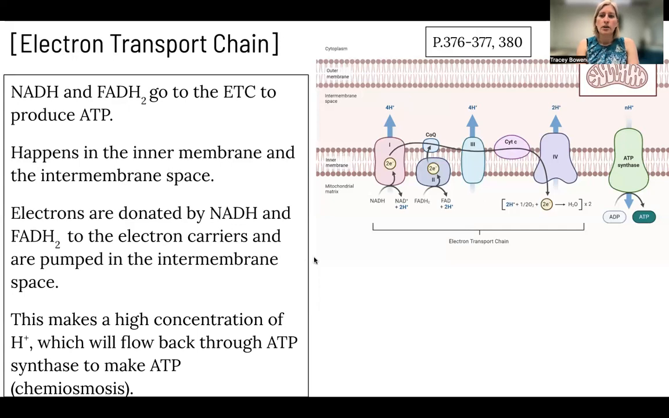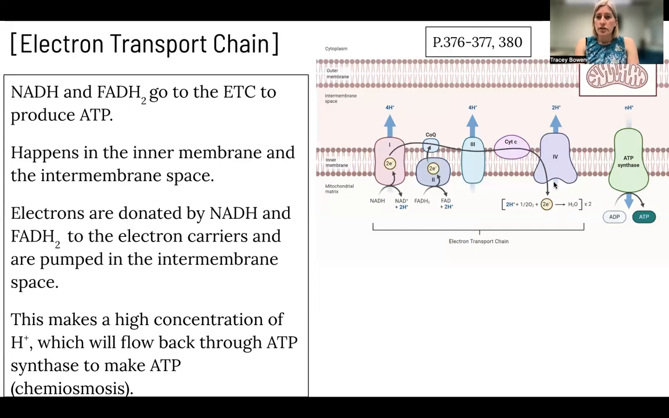So in order for those electrons to be pulled out of the electron transport chain, we need to have oxygen. And there are hydrogen ions that will flow from this high concentration in the intermembrane space through ATP synthase, and that process is going to make all of our ATP. This process is called chemiosmosis. This process is called the electron transport chain, and the two of them together are called oxidative phosphorylation.